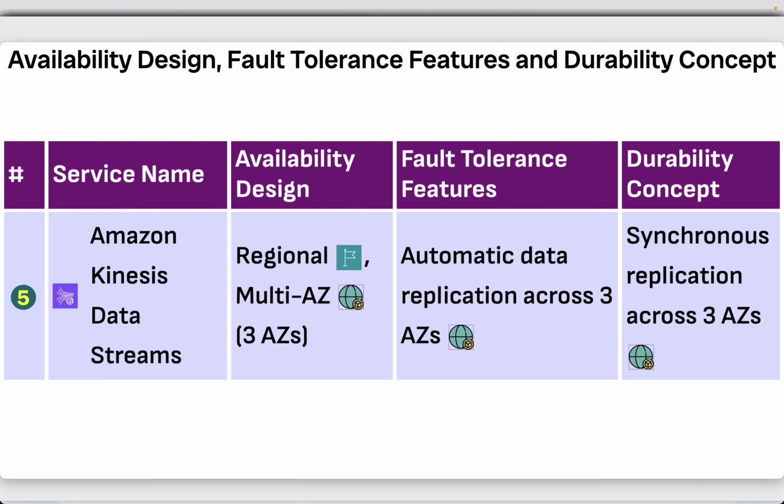Kinesis Data Streams is designed for regional multi-AZ availability with up to 3 AZs. Its key fault tolerance feature is automatic data replication across 3 AZs. The durability is built on this synchronous replication across 3 AZs upon data ingestion.